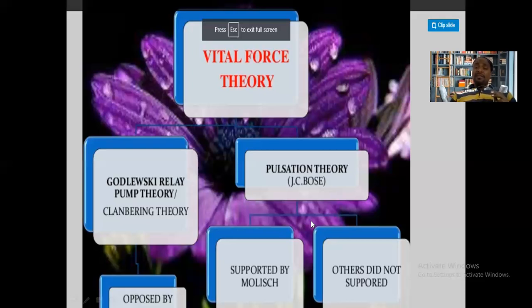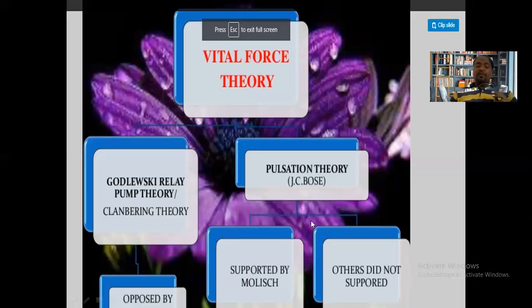The pulsation theory, which is proposed by scientist J.C. Bose, that is Jagdish Chandra Bose, the Indian botanist. This theory was proposed by J.C. Bose in the year 1923. And according to this theory, the ascent of sap through the xylem takes place due to the pulsation activity of the cells, isn't it?